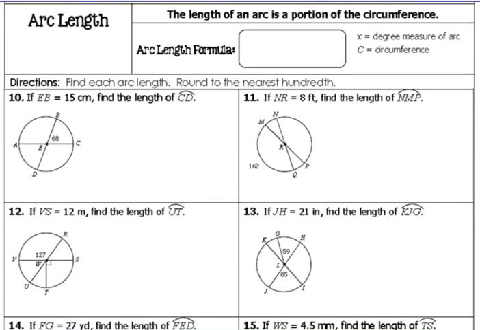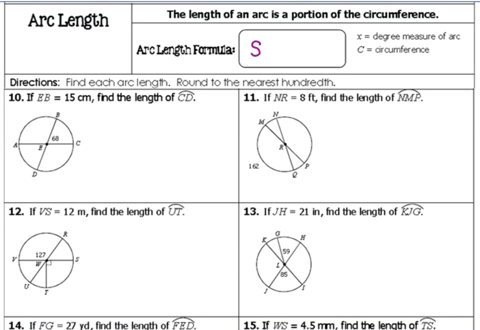Okay, so arc length. Look at this statement that's above the box. It says the length of an arc is a portion of the circumference, because we're just talking about some chunk of the whole circumference of the circle. So that is why the formula is what it is.